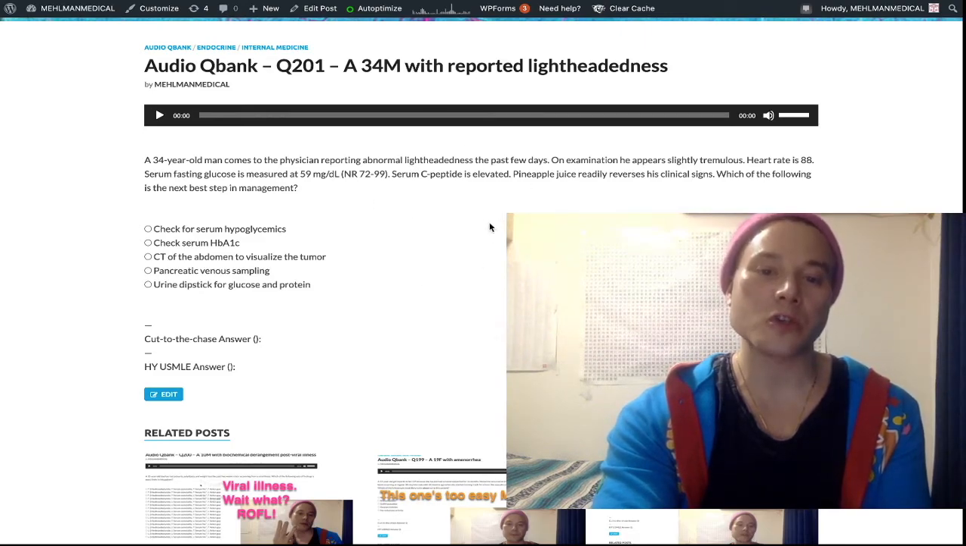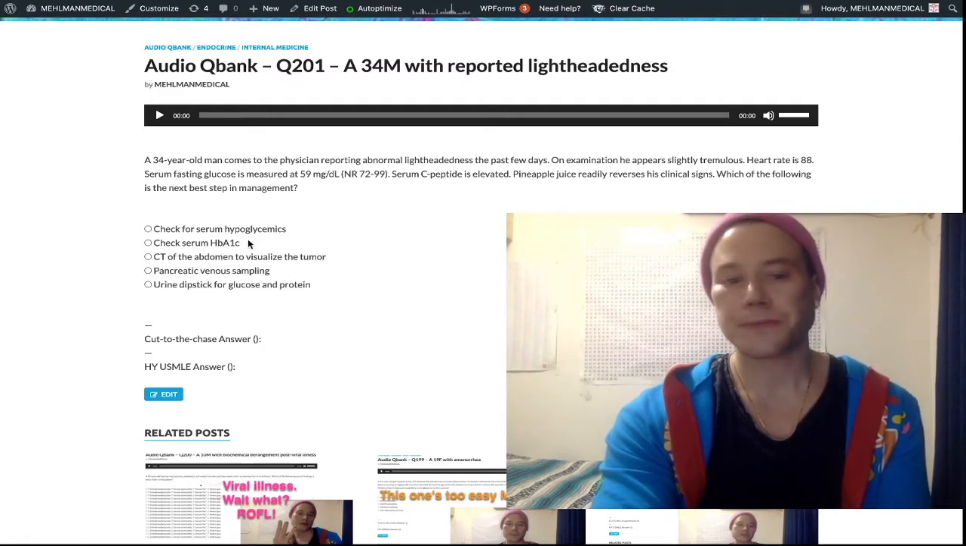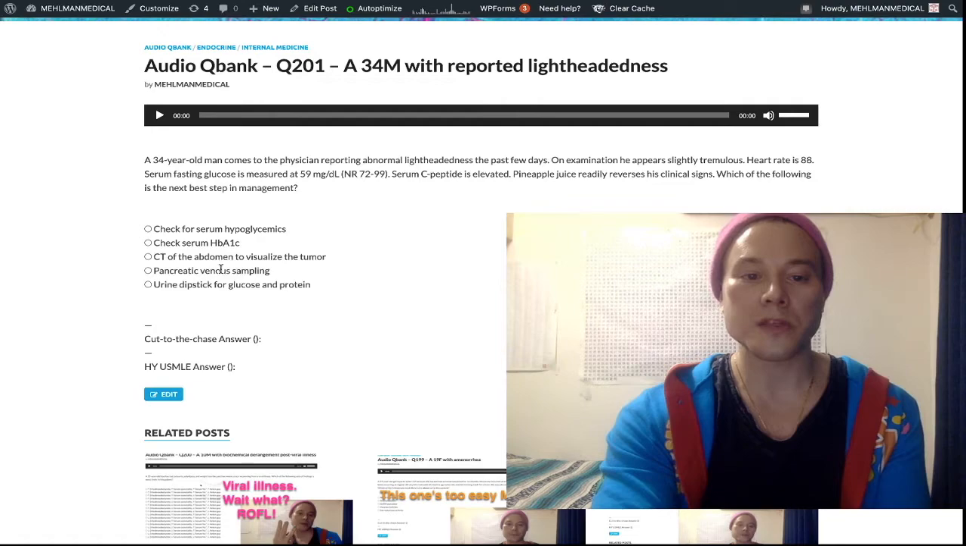A fraction of students would probably see this question and instantly be like, oh, obviously it's check serum hypoglycemics, but most students, particularly first-year med students, will choose CT of the abdomen looking for the tumor. And then the other answers, such as check serum HbA1c, that's for diabetes, unrelated. Pancreatic venous sampling, I just added that in there miscellaneously to be an asshole. Urine dipstick for glucose and protein, same deal. I'm just throwing in distractor answers.